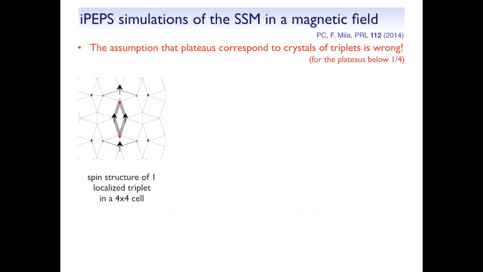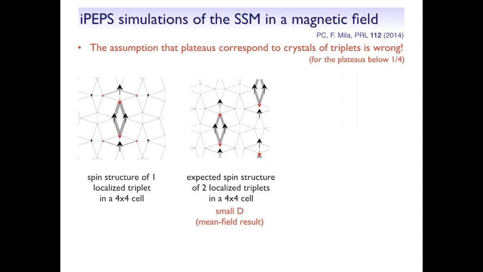Okay, so what we found here is the following. What you see here is one triplet excitation in this cell. So the triplet has been formed on this dimer here. And then you also see a response from the neighboring sites. And these bonds here just mean that the energy on these bonds is particularly low. Right, so this is one triplet excitation, and here would be the spin structure of two triplet excitations that we obtained for a small bond dimension. With the small bond dimension, we can reproduce the mean-field result, and that's what you see here.